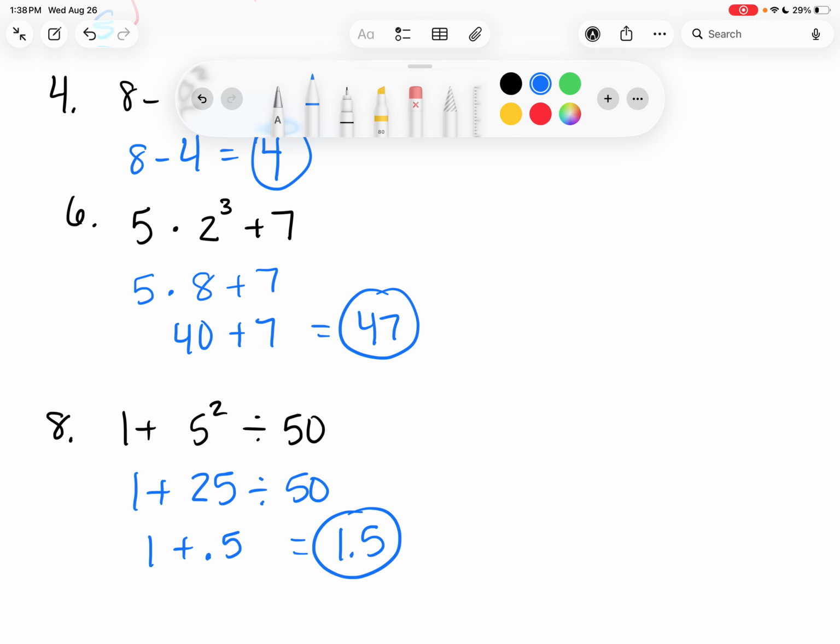Now the book will probably write it as a fraction, that's fine. But decimal or fraction, I don't care. 12.